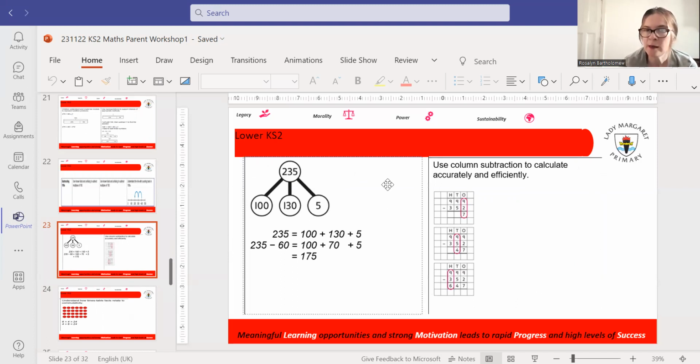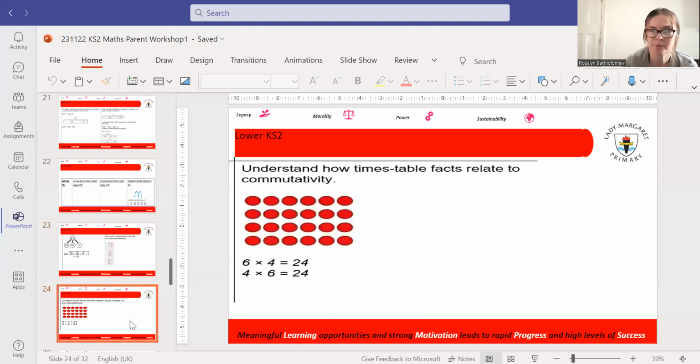Moving on to learning about column subtraction to calculate accurately and efficiently. In lower key stage 2, the children need to understand how the times table facts relate to commutativity. So that means it doesn't matter which order the multiplication is done in. 6 times 4 is 24, and it's exactly the same as 4 times 6. And we use arrays to do this. So a number of counters put into the 6 times and 4 times tables.